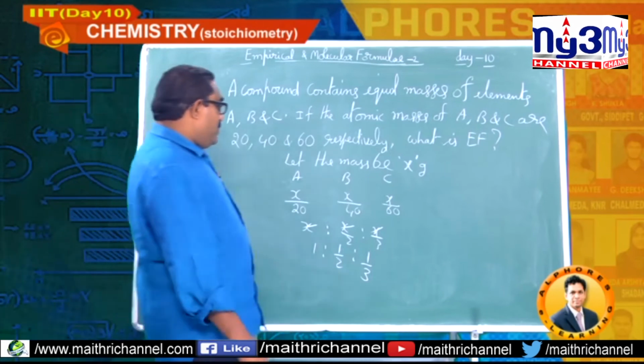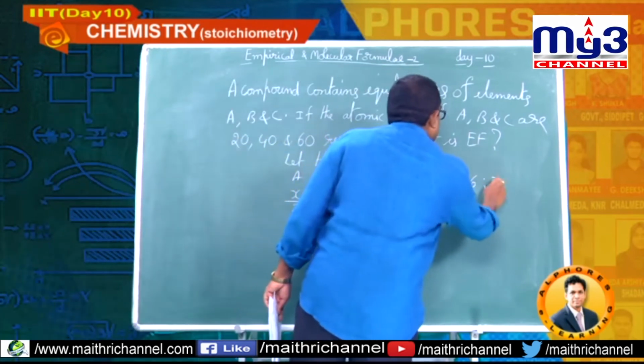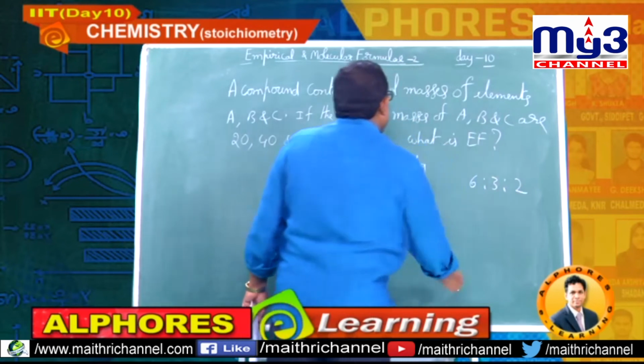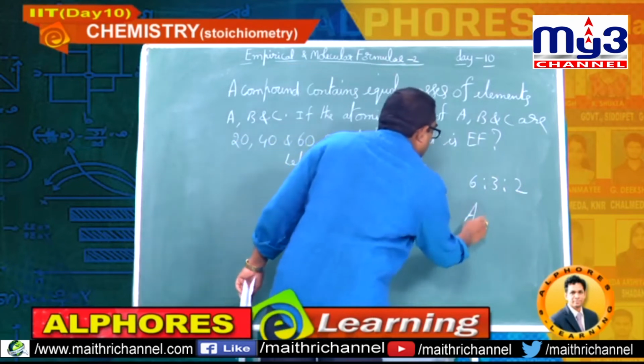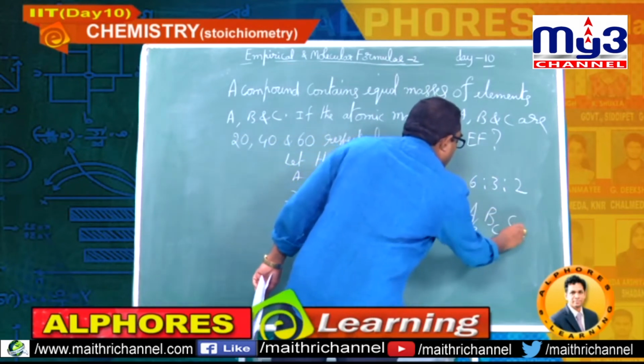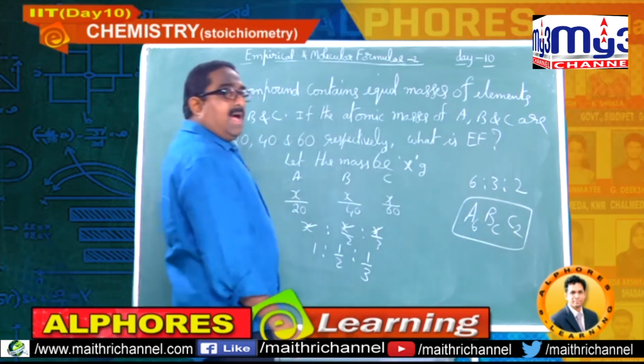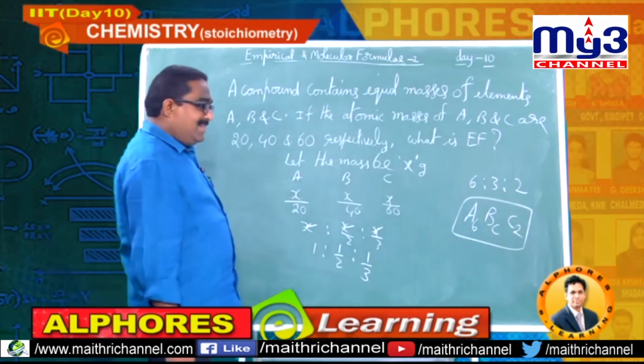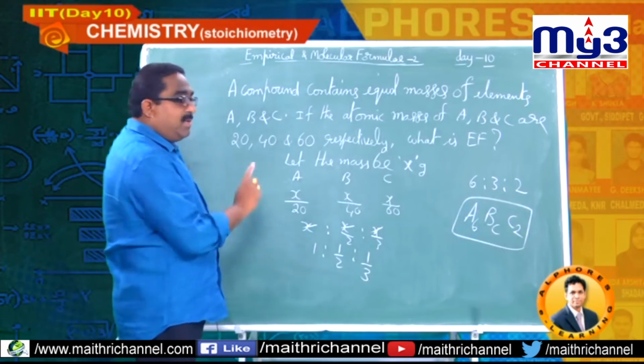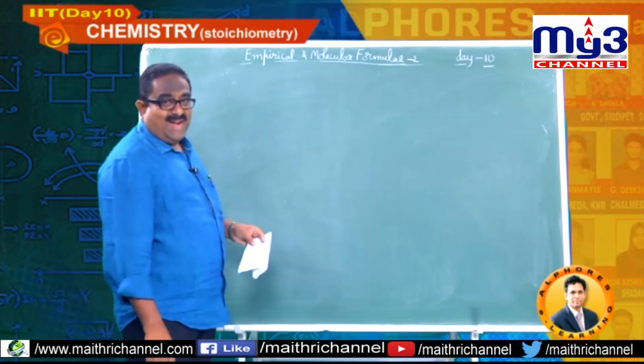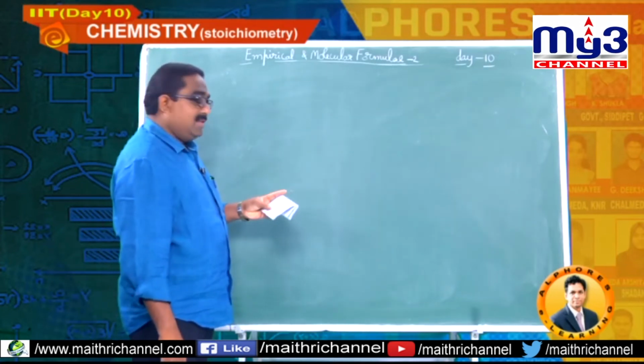Now take out the simple ratio. 6 : 3 : 2. So the empirical formula is A6B3C2. This is the answer. Okay, students, you please note it down. It's a very simple question. Okay, students, let us go for the next question. You please write down.